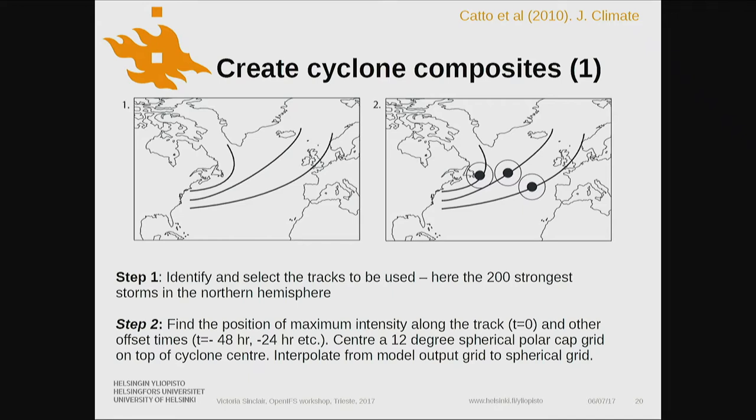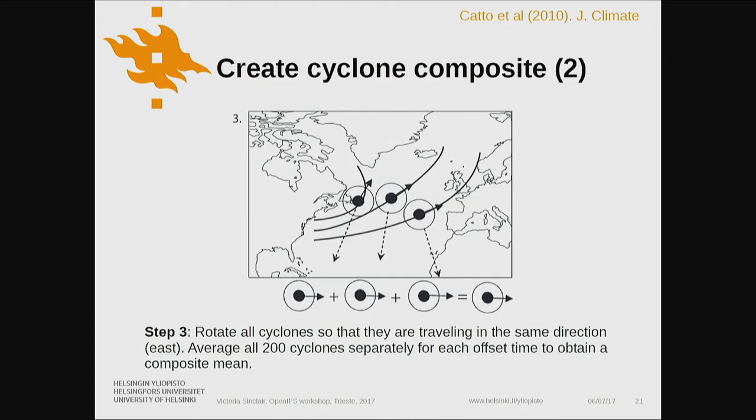I do this for lots of different offset times. So here this would be time equals zero, but I also look at time equals minus 24 hours, minus 48 hours, and then on the other side I'd look at time plus 24 and plus 48 hours. And then we do this for each cyclone, and once we've done that, we need to add them all together to take an average. There's one last complication.